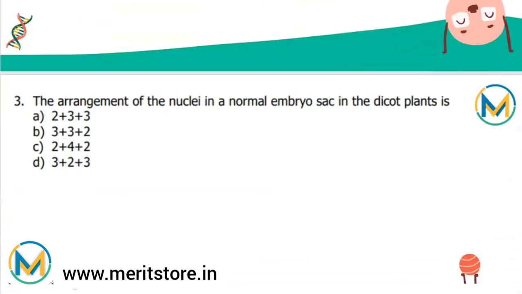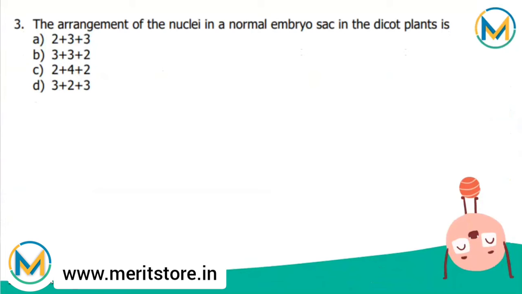Looking towards the next question, that is the arrangement of the nuclei in a normal embryo sac in dicot plants. So in angiosperms, the polygonum type of embryo sac is most common. In this embryo sac, the arrangement of the nuclei is 3 plus 2 plus 3: 3 in antipodal cells, 2 as polar nuclei, and 3 in the egg apparatus. So the correct answer is 3 plus 2 plus 3, that is option B.